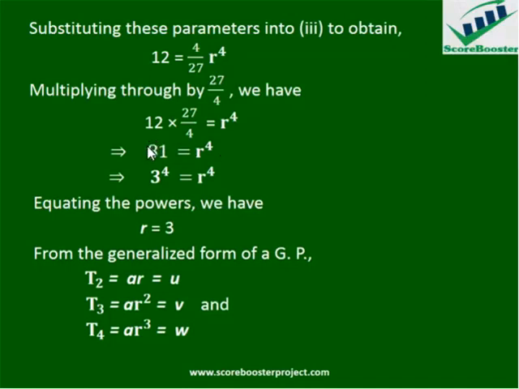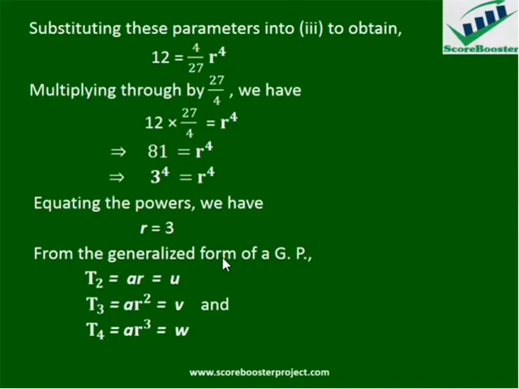And we all know that if this is written in exponential form, we have 3 raised to the power 4 equals r raised to the power 4. So equating the powers, 4, 4, therefore r will be equal to 3. So we have r to be equal to 3.